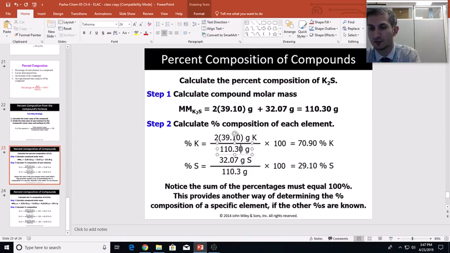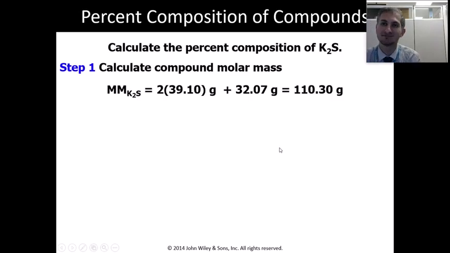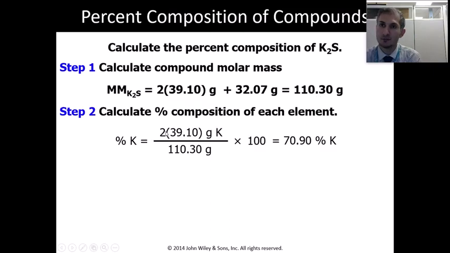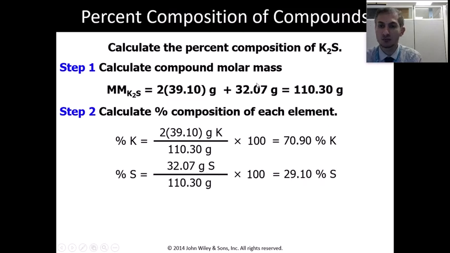So, for all of our calculation, sorry, let me go back. This is 110.30. 4 sig figs, and two decimal places to report because we have addition. Percent of potassium: mass of potassium on the top over mass of the whole compound. We have 2 potassium atoms, so we multiply by 2, times 100. If we calculate that, 4 sig figs on the top, 5 sig figs on the bottom, we should report 4 sig figs.